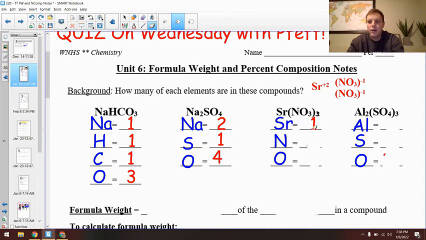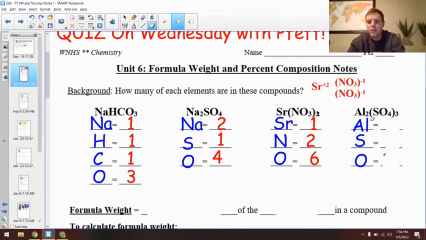Now, how many nitrogens? Well, there's 1 nitrogen in each nitrate. And since we have 2 nitrates, we're going to have 2 total nitrogens. And lastly, with those oxygens, again, there's 3 in every nitrate, but we only have 2 nitrates, and so 2 times 3 is going to get us 6 total oxygens.